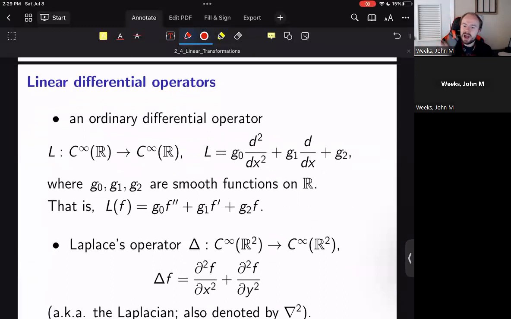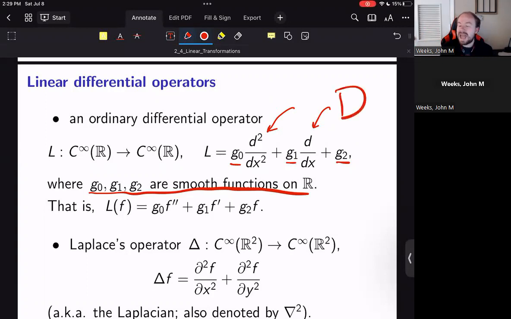Here, L is an operator that involves functions G0, G1, and G2, all of these predetermined smooth functions on R. And then we have these sorts of operators here. Here, d of dx is just the derivative operator. It's the capital D that we had on the previous slide. And then d dx squared, you could think of this as d composed with d, right? This is d composed with d. You take the derivative and you take the derivative again. We know that this is a linear operator.